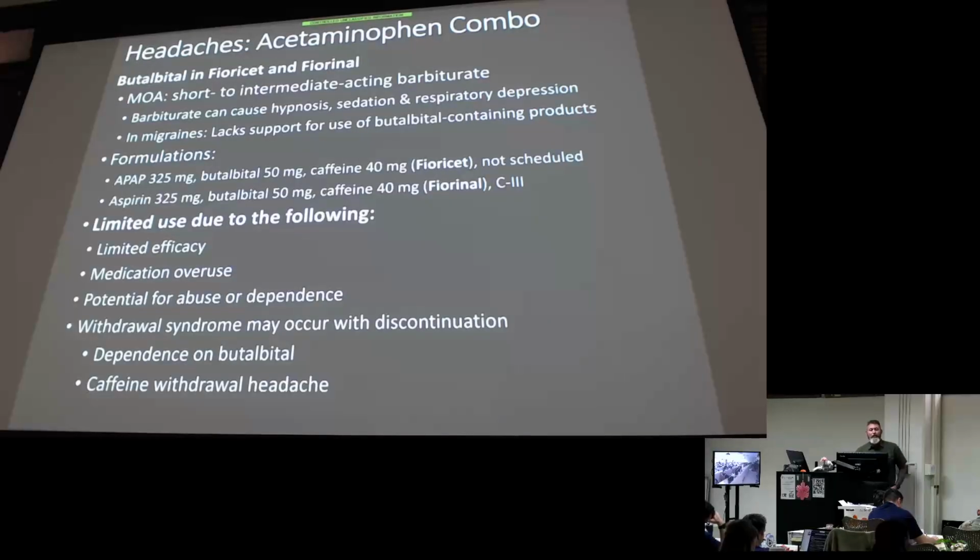So combo, caution on this one. You'll see people do the Fioricet and the Fiorinal, but it has a barbiturate in it. So definitely can develop dependence, tolerance, all those things that come with controlled substances. The Fiorinal, which is aspirin, and the barbiturate, butalbital, which is under formulation, the second one, it's a controlled substance.